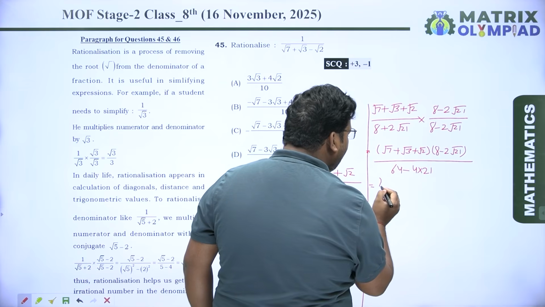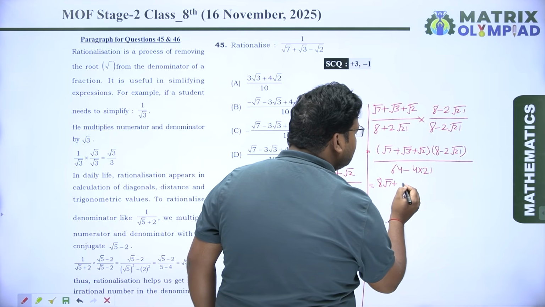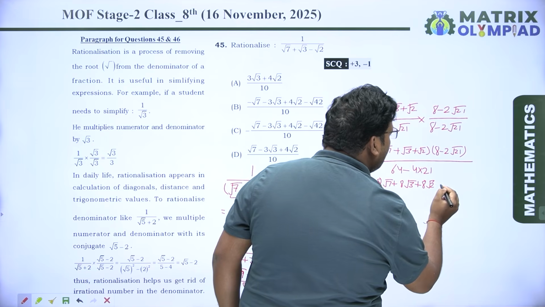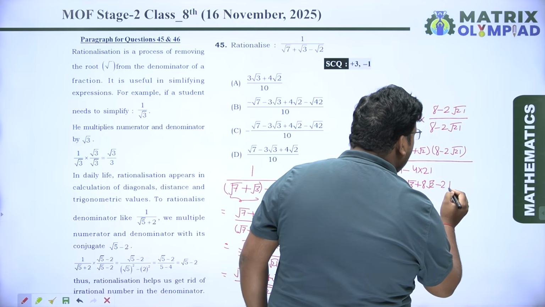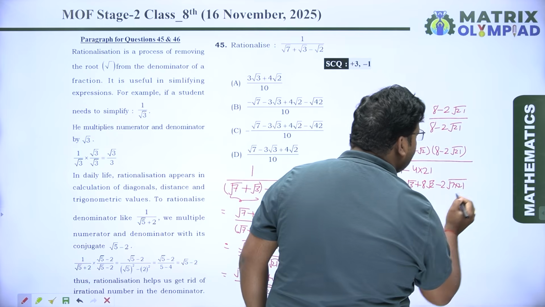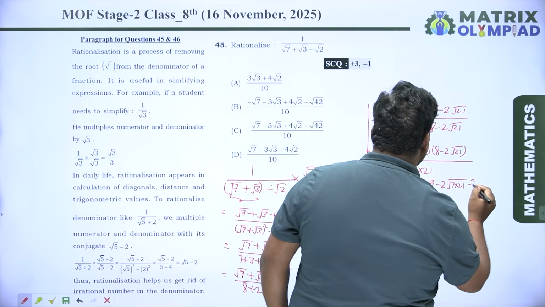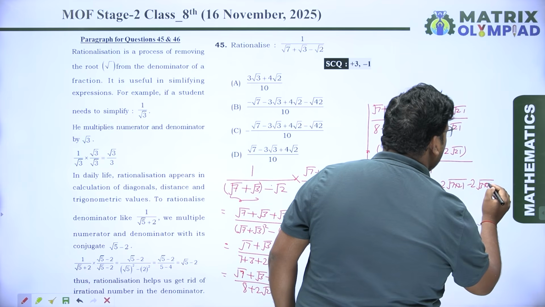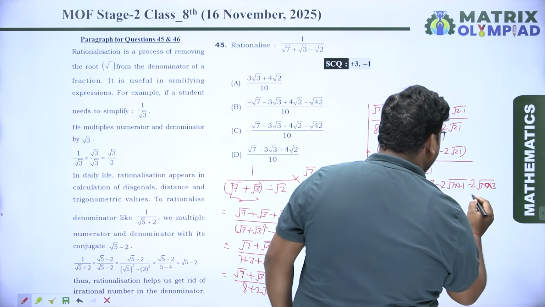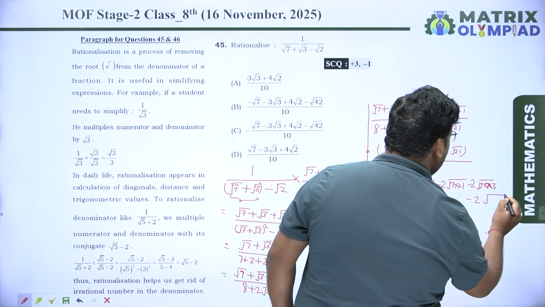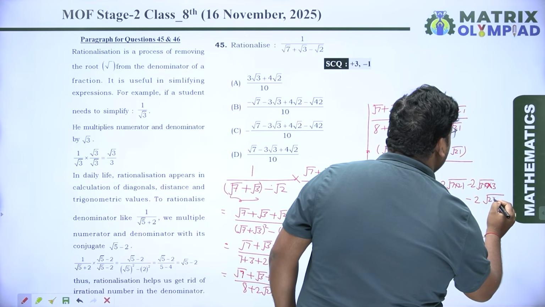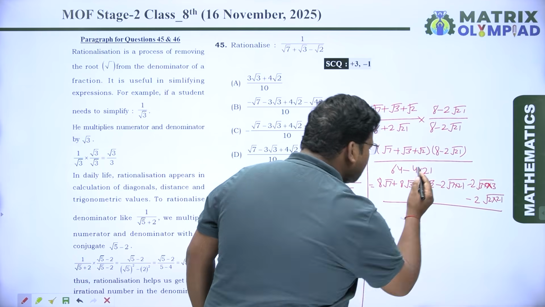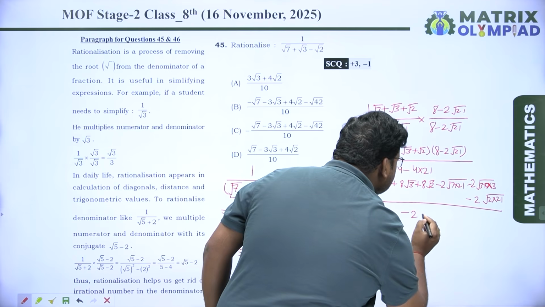So we will get 8√7 plus 8√3 plus 8√2 minus 2 into √(7 into 21) minus 2 into √(3 into 21) minus 2 into √(21 into 2) upon 64 minus 84, which is equal to −20.